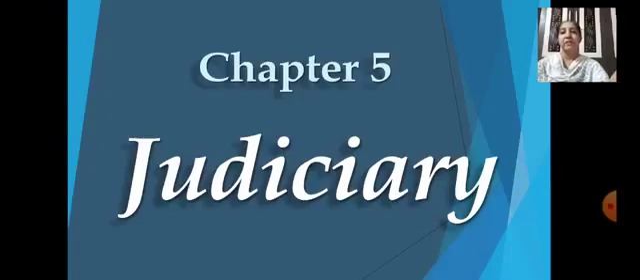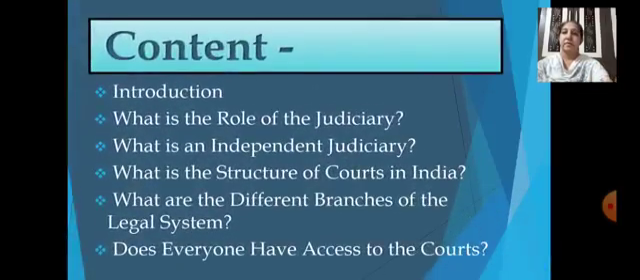Children, today we are going to begin with a new chapter of political science, that is chapter number 5. Chapter's name is Judiciary. Now let's go through the content of the chapter.